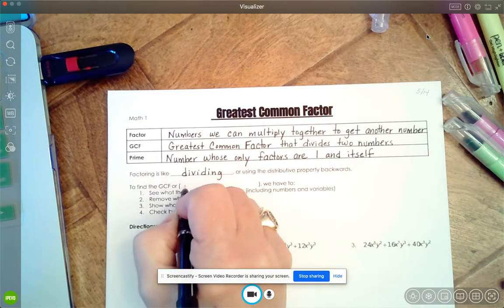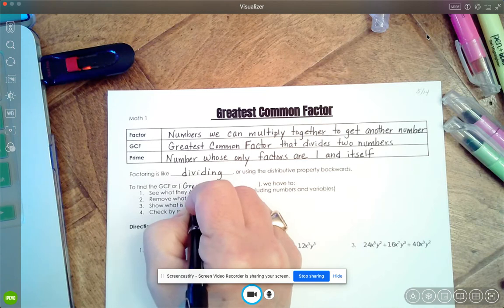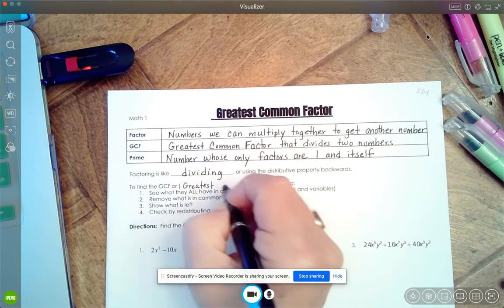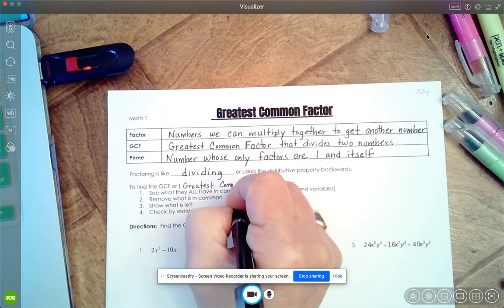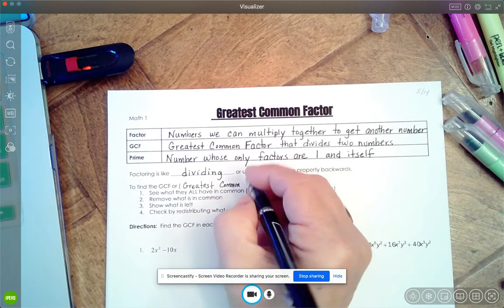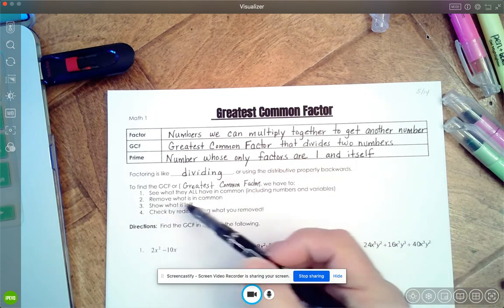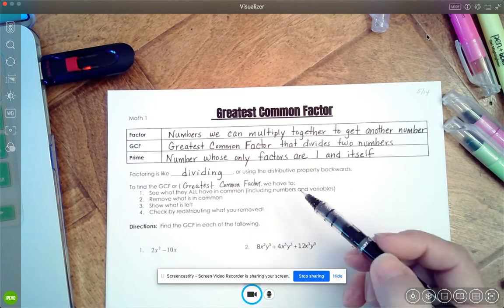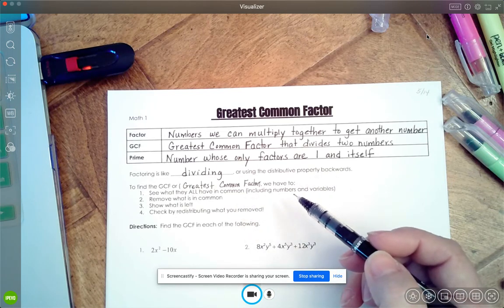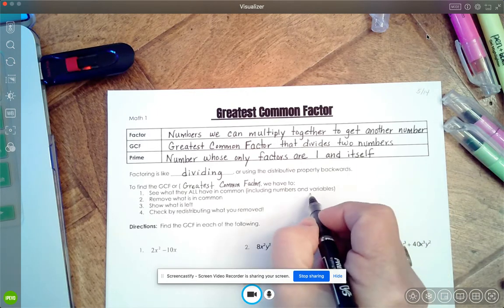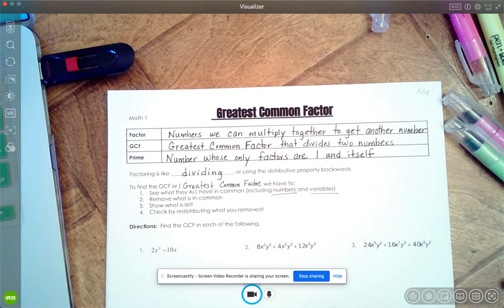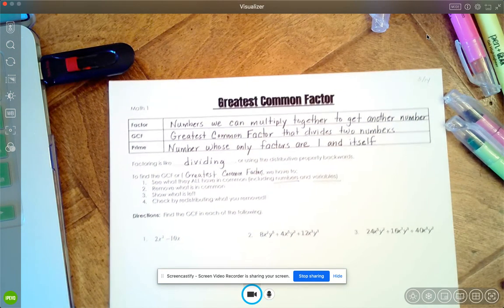To find the GCF, or greatest common factor, and you have this sheet in your document, okay? We're going to see what they all have in common, all of them. And that includes numbers and variables. We have to look at both, okay? We're going to remove what's in common and then just show what's left. We can check that by redistributing what you removed or multiplying back out.